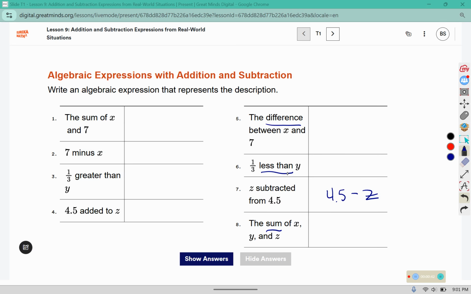This one, a third less than, that phrase tells us to put it at the end as well, just like we did with z subtracted from. So it should say y minus 1/3.